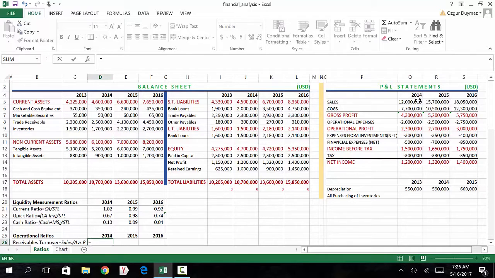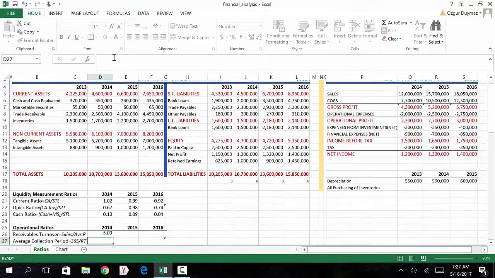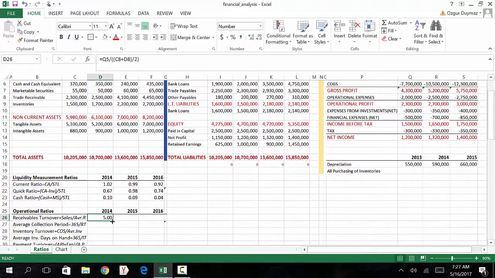This is sales divided by average trade receivables. This is 2013 plus 2014 to find the average, divided by 2, in parentheses, and this is 5. The company turns over its trade receivables 5 times per year for 2014.